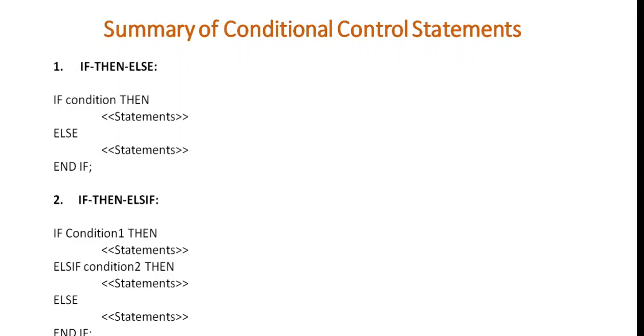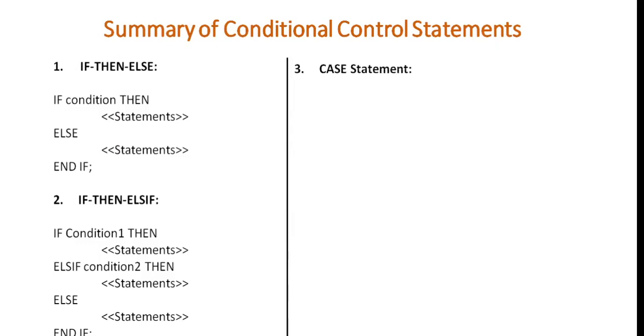That is, if we want to check more than one condition by using IF THEN, then we can use IF THEN ELSIF. Here we are checking two conditions, condition 1 by using IF, and condition 2 by using ELSIF. If you want to check three conditions, then you can use two ELSIF, that is IF condition 1, then ELSIF condition 2, ELSIF condition 3, and then ELSE. So this is how we can check more than one condition by using the IF THEN ELSIF statement.